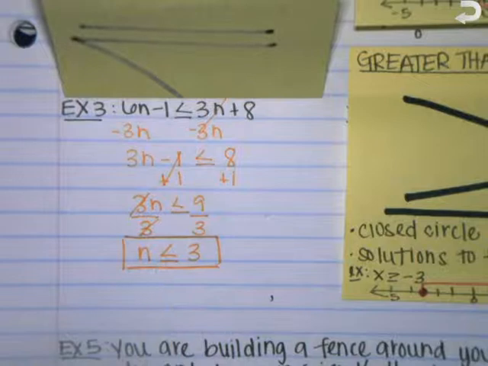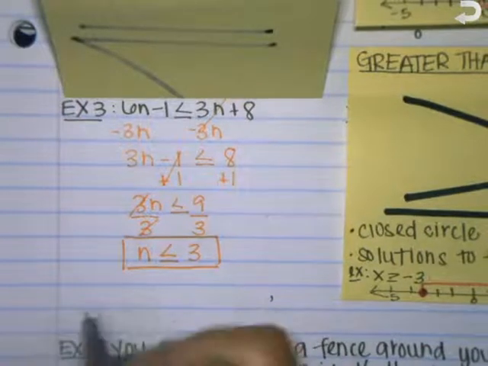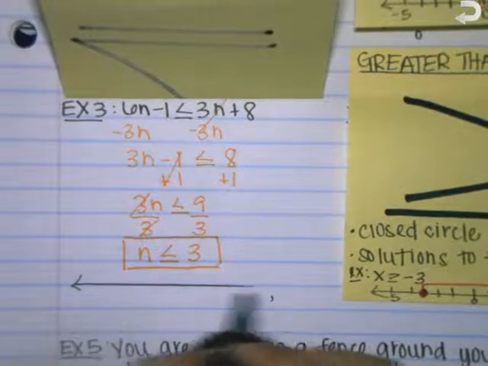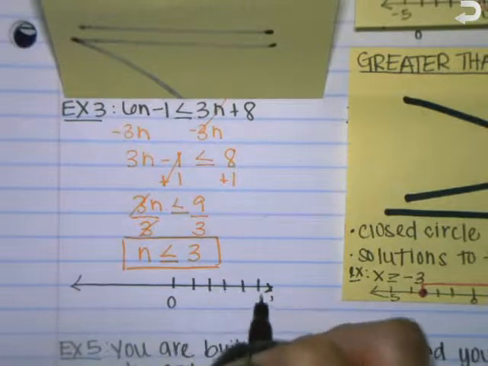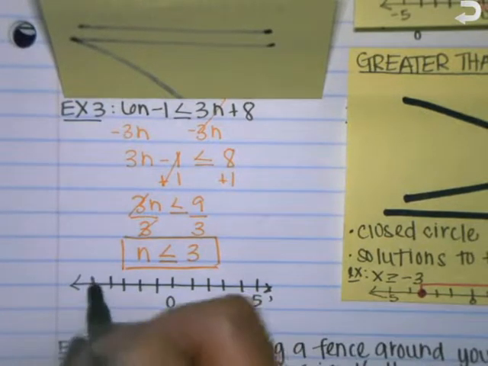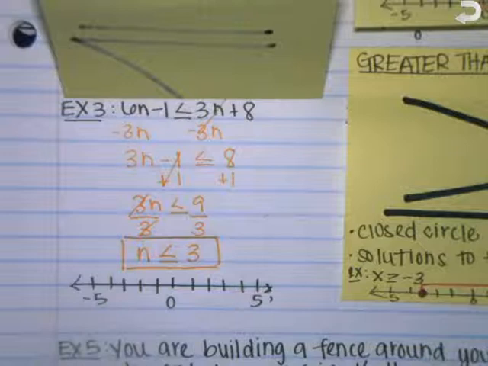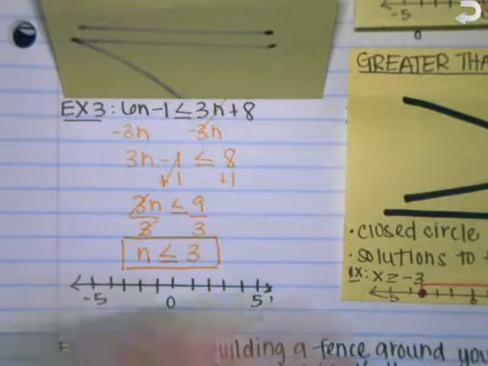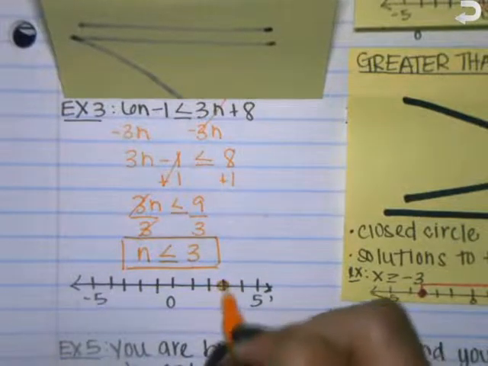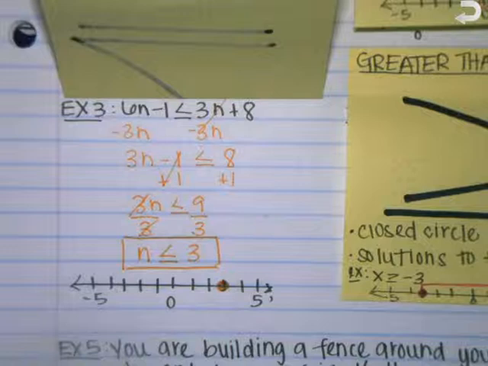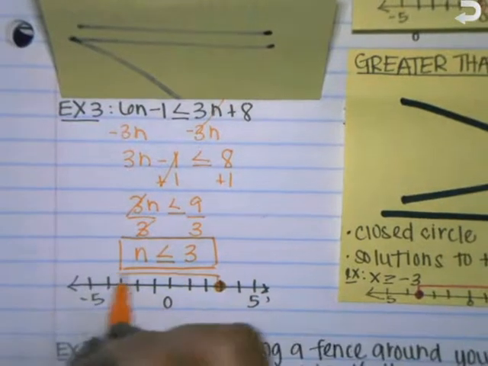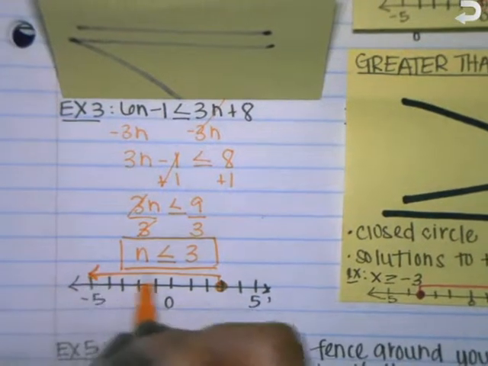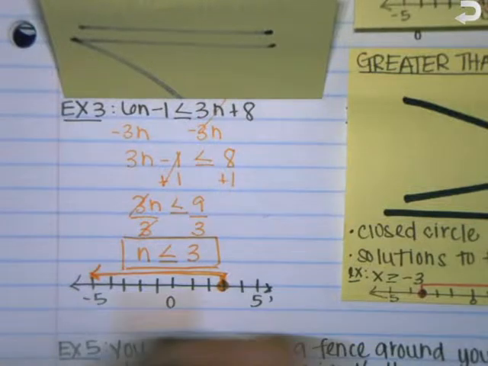So when we graph that on the number line, I'm going to do 0 in the middle. 1, 2, 3, 4, 5. We get to put a closed dot because we can use the endpoint. And all of the numbers that are less than 3 are going to the left. So anything that is 3 or less.